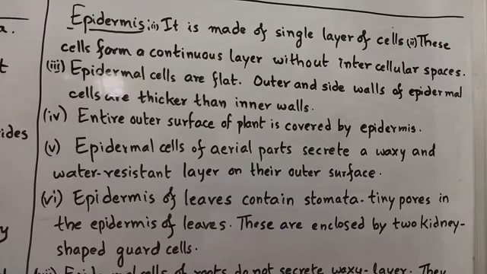Epidermis of leaves contains stomata. Stomata are the tiny pores in the epidermis of leaves. And these stomata are enclosed by two kidney-shaped guard cells.